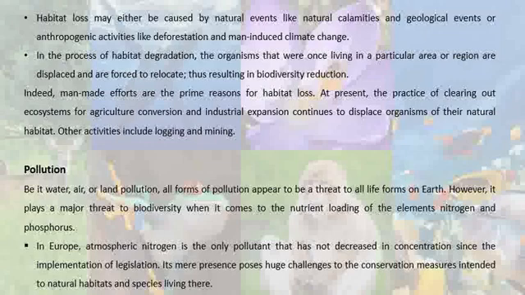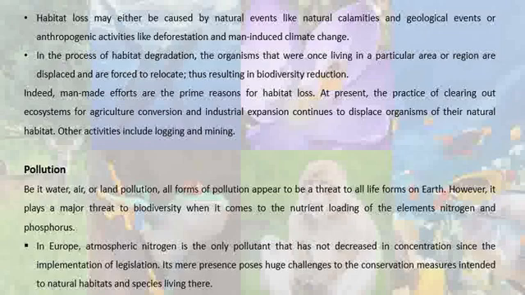Indeed, man-made efforts are the prime reasons for habitat loss. At present, the practice of clearing out ecosystems for agricultural conversion and industrial expansion continues to displace organisms from their natural habitat. Other activities include logging and mining also. Not just industrial expansion and agricultural conversion are affecting biodiversity, but logging and mining are also affecting it.